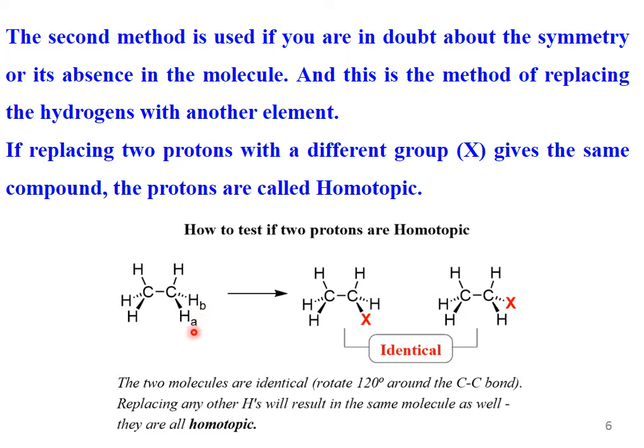The atoms HA, HB can be enantiotopic. But here, when we have replaced the protons, we have observed that the two protons are homotopic because after rotation around the CC bond we have got the identical product. That is why the two products are equal, identical. That is why the protons HA and HB are homotopic in nature.